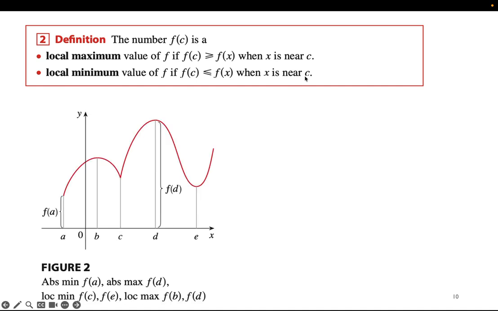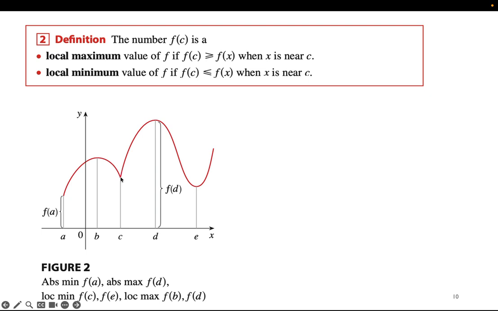So let's see some pictures to kind of explain this. Let's talk about both absolute maximum and local maximum, and then absolute minimum and local minimum. So for example, look at this value up here. When x is d, f of d, this is the absolute maximum. No other value is bigger than this. How about this one? When x is a, f of a, this is the absolute minimum. There's no value that is smaller than this. Right, so those are absolute maximum and absolute minimum.